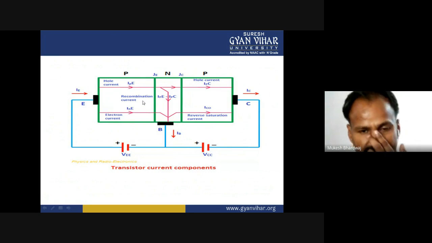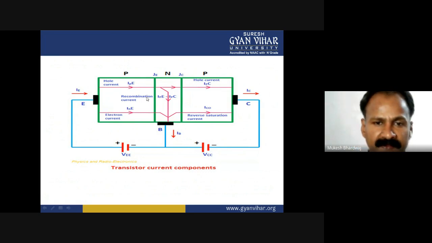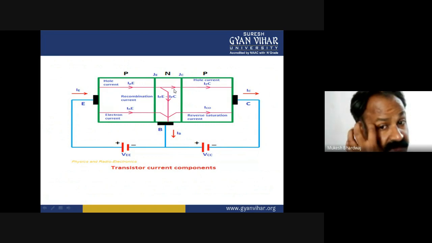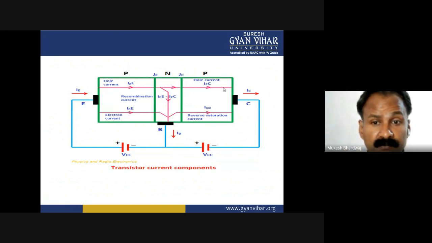So when they cross through the junction JE, IPE is divided into two currents. One is IPC, that is hole current at the collector side, and the remaining IPE minus IPC just moves through the base. The reverse saturation current is just due to the minority carriers in the p-type collector region.